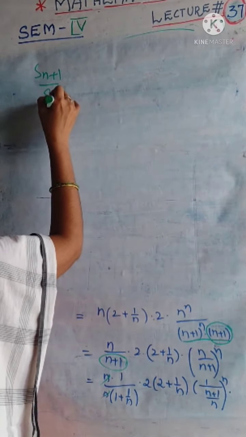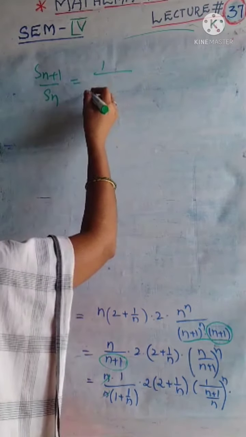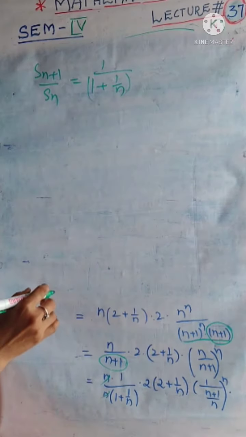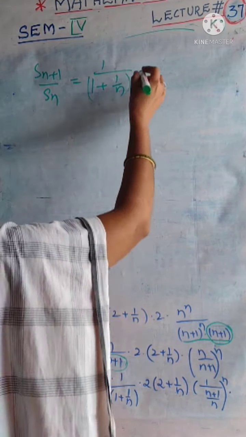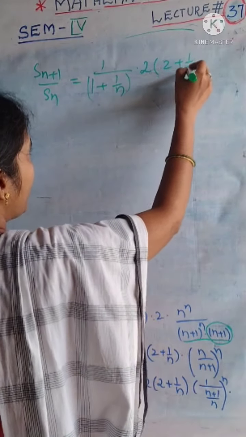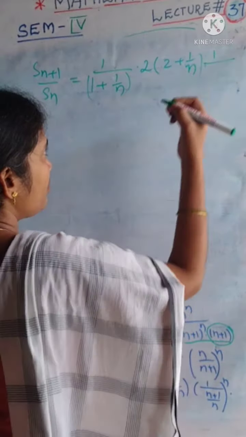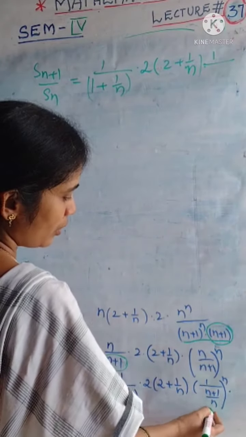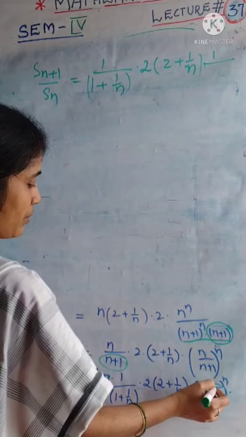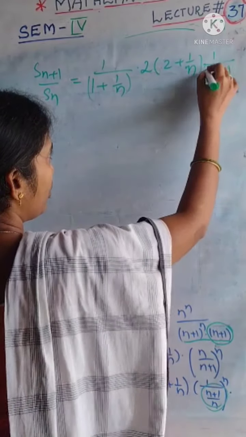Sn plus 1 by Sn is equal to 1 by (1 plus 1 by n), into 2 into (2 plus 1 by n), into, coming to the last term, here you observe that (a plus b) by c can be written as a by c plus b by c. Here a by c value is (1 plus 1 by n) whole power n.